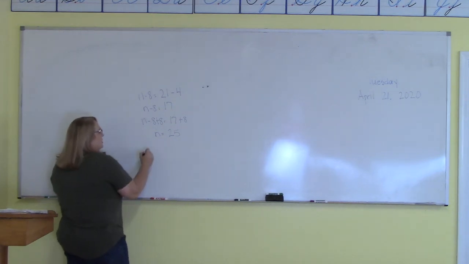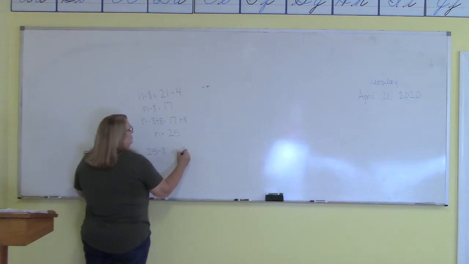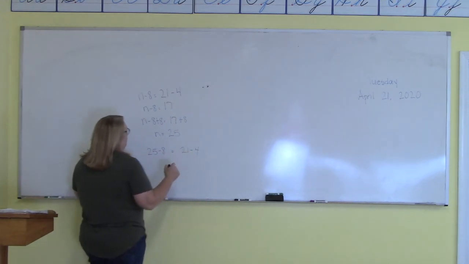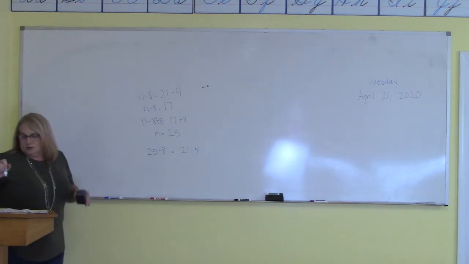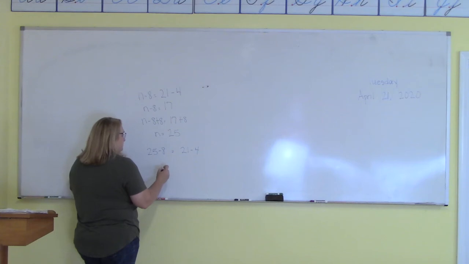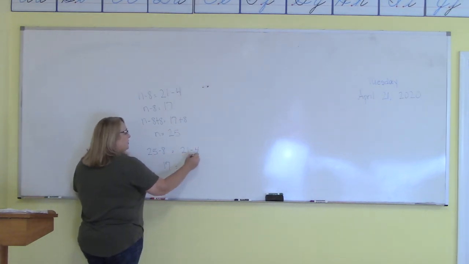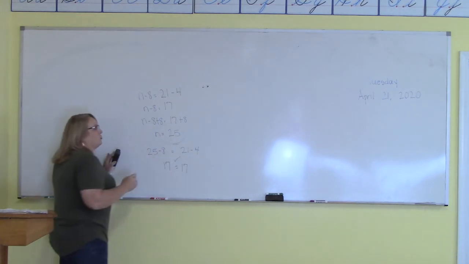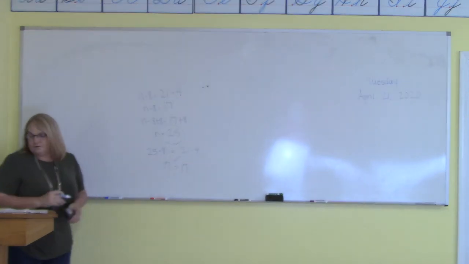Now let's plug it in. 25 minus 8 equals 21 minus 4. Okay? What is 25 minus 8? Good, 17. And 21 minus 4 is 17. These are equal, so n equals 25.